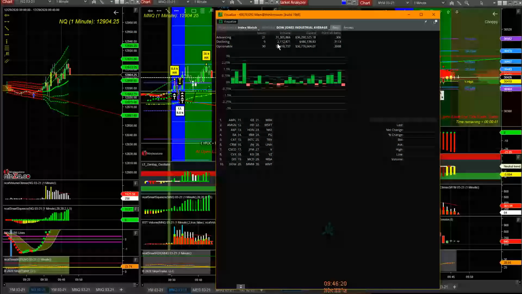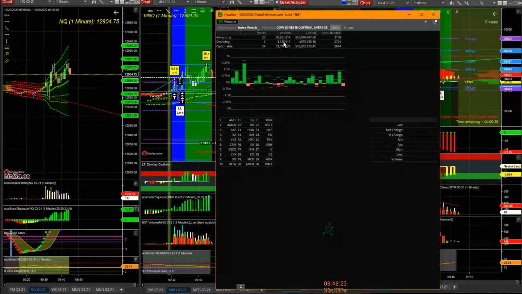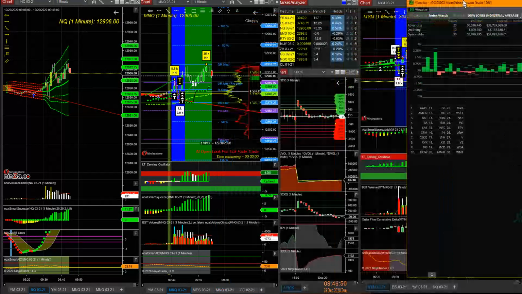Look, all right, up volume is outpacing down volume. So you got 9 stocks down, 20 up, but look at the volume, all right? So the market breadth here is significant. But what you would like to see is more stocks turning negative and the volume started to increase. All right, the down volume started to increase, and then you're in business.